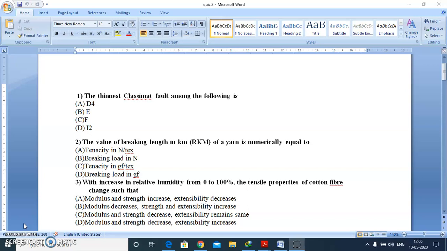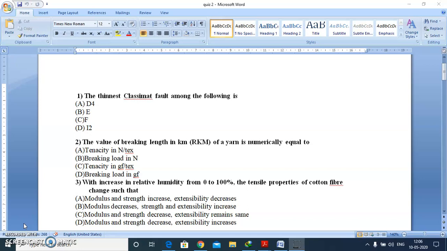Now the second question: the value of breaking length in kilometers, that is RKM of a yarn, is numerically equal to, we'll go for option C, that is tenacity in gram force per tex is numerically equal to breaking length in kilometers, where breaking length is defined as the length in kilometers of the yarn having the same weight as equal to the breaking load of that yarn. So here the option is C.